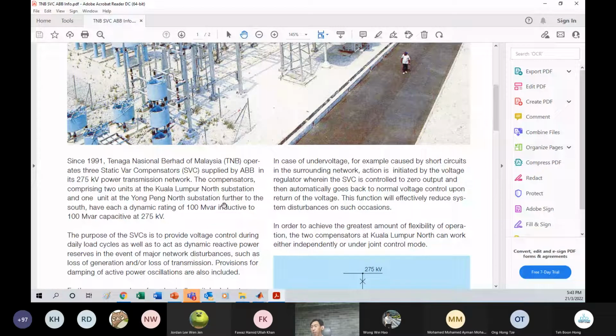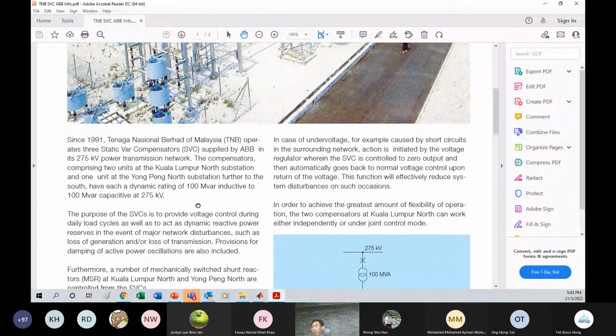Of course, you don't compare to first world countries. Every single line of transmission, they can control how much power they can deliver. So this is the capacity that they tell you at Yongping North Substation. It's 100 megawatt inductive and 100 megawatt capacitive at 275 kV. Back then, 275 was the highest.